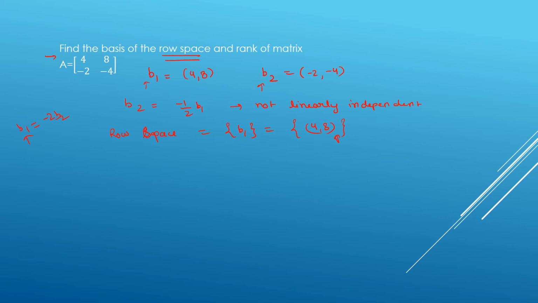So if the row span is this, what is the rank? Number of vectors the row space has? Only one, right? Now remember one thing, this is not the only way to calculate the rank or the space. But one more thing, if you can convert a matrix into row echelon form, then you can find the rank easily. How? Let me tell you. For example, let's see this example.